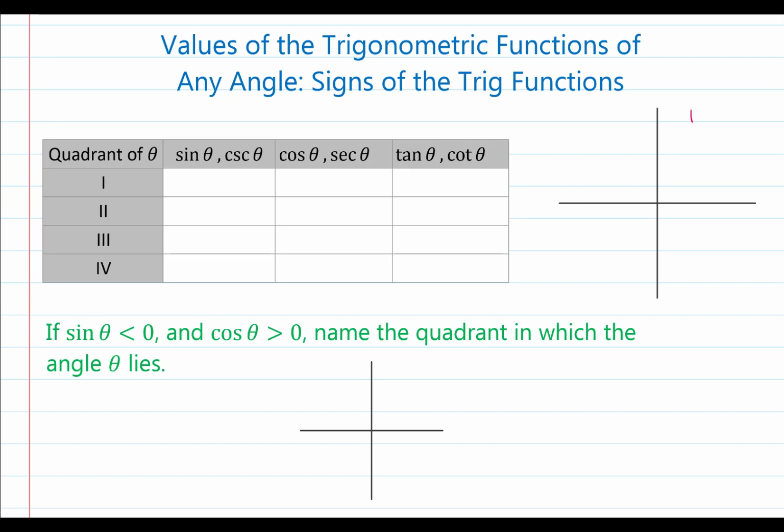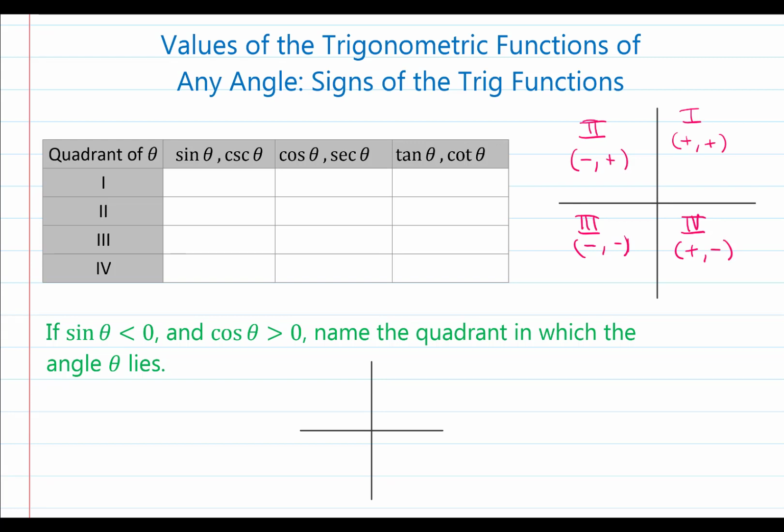So in quadrant number 1, what we know is that the value of every x-coordinate will be positive, and the value of every y-coordinate is also positive. In quadrant number 2, what we know is that the x-coordinate will be negative, the y-coordinate is positive. Quadrant 3, what we know is that they are both negative. And in quadrant number 4, what we know is that the x-coordinate is positive and the y-coordinate is negative.